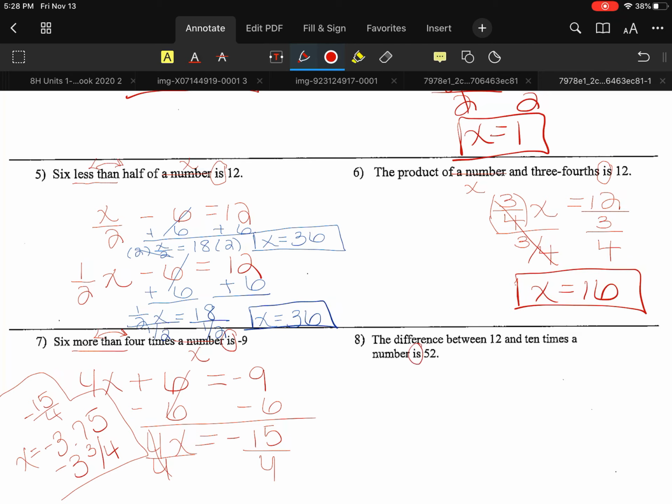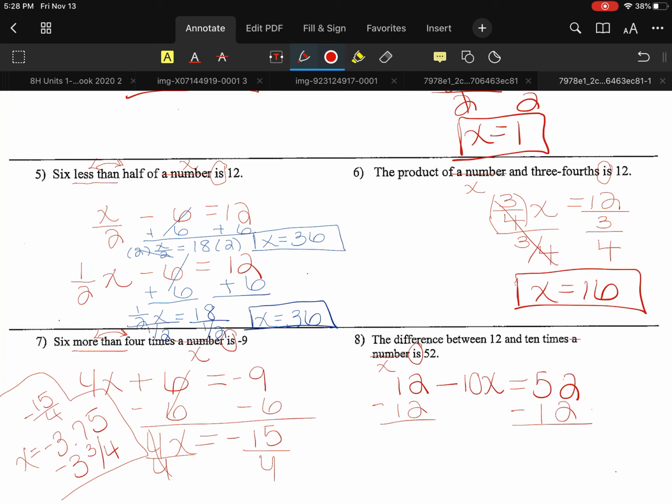The difference between 12 and 10 times a number is 52. "Is 52" means equals 52. Difference means subtraction, and it's the difference between 12, so that comes first, and 10 times a number. I don't know what that number is, so the difference between 12 and 10x, 10 times some number. No switch words here, so it stays in the order in the original verbal expression. 12 minus 10x equals 52 is my equation.